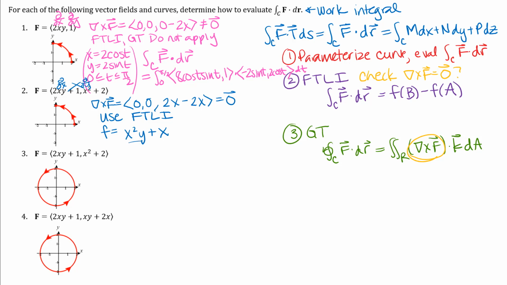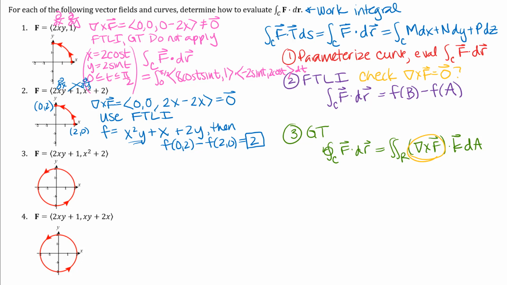So I'll get x squared y again, and then plus another term, 2y. And then I'm just going to evaluate that at my two endpoints. So my initial point in my curve, my A point, is (2, 0), and my B point is (0, 2). And that calculation is pretty straightforward. You get 4 minus 2, so you get 2.